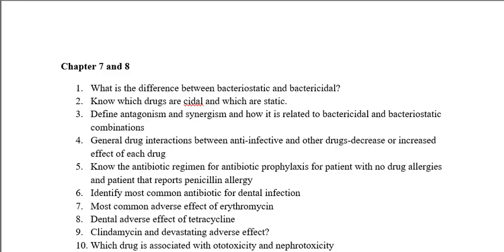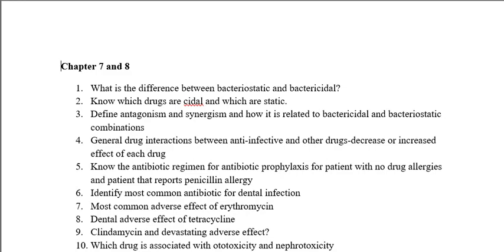The most common adverse effect of erythromycin is stomach upset. Ugh, rots the gut. Dental adverse effect of tetracycline, that brown staining of the teeth. Clindamycin, devastating adverse effect. That would be pseudomembranous colitis caused by usually an overgrowth of C. diff, which is Clostridium difficile. Bloody diarrhea. Which drug is associated with ototoxicity? So this drug can make you deaf and also hurt your kidneys. So ototoxicity and nephrotoxicity. And that drug is, what is it? The aminoglycosides.